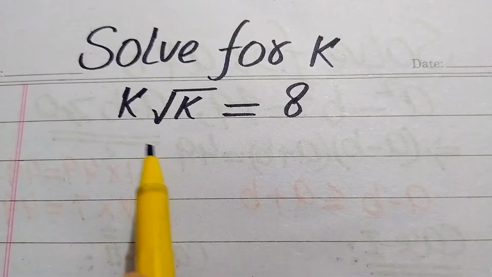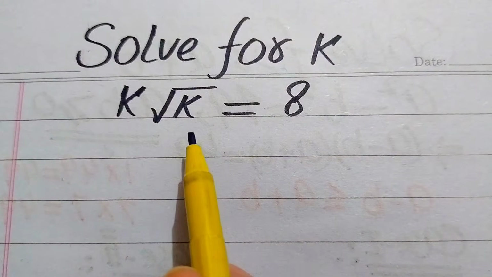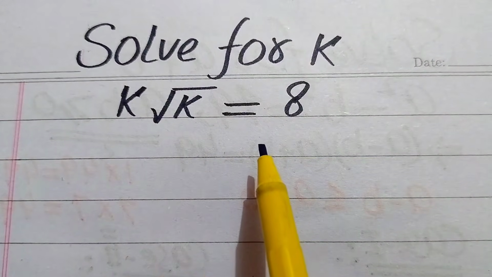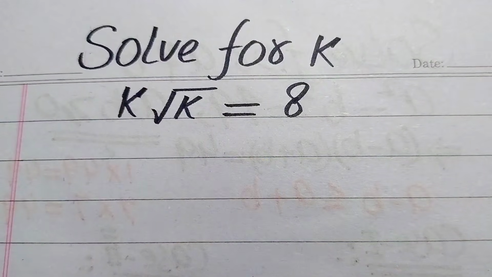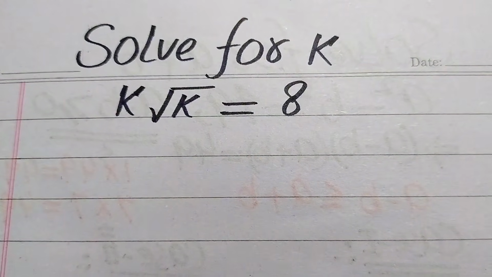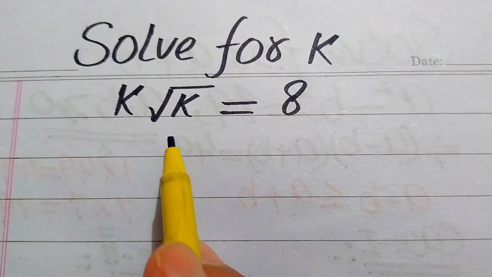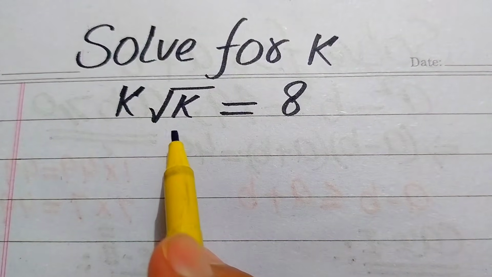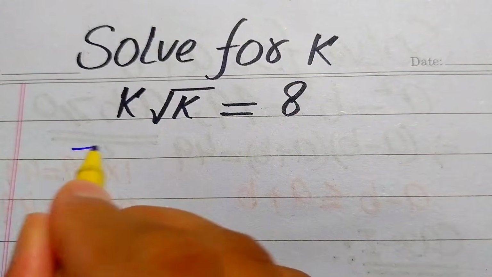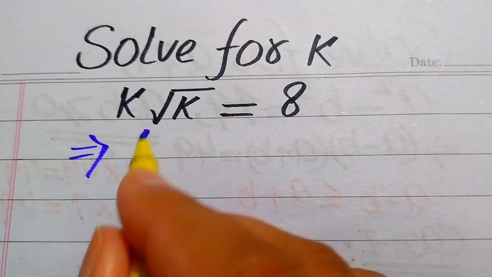So here we have k times the square root of k equals 8, and we solve this problem for all the values of k. Now we move towards the solution. Our target is to remove this square root sign, and in order to remove it we need to take squaring on both sides.